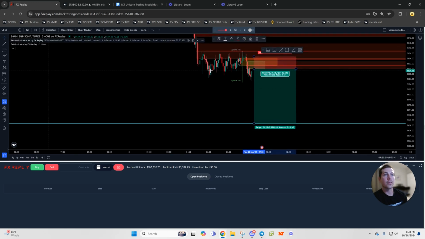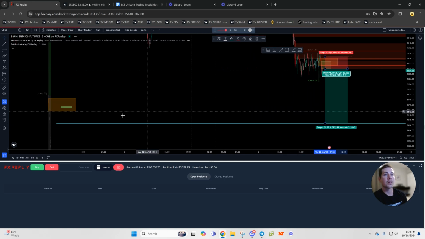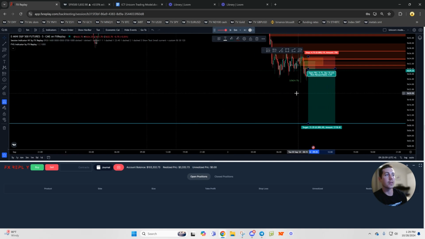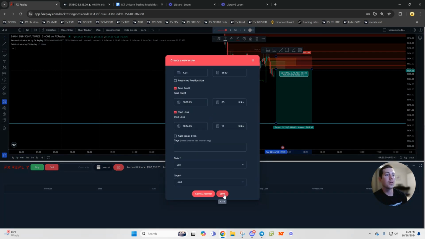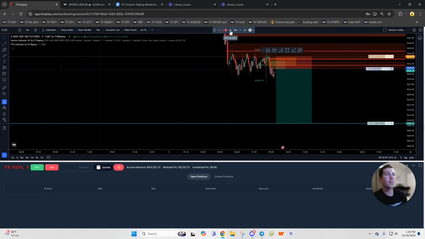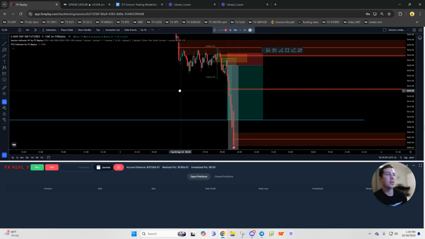So yeah, let's go ahead and record this one because this would be valid for the unicorn model. We had a sweep of these highs, a shift to the downside with overlapping breaker and fair value gap. We enter on the retest and go towards our draw on liquidity, these relative equal lows over here. So let's place this order. So limit. And nice win.